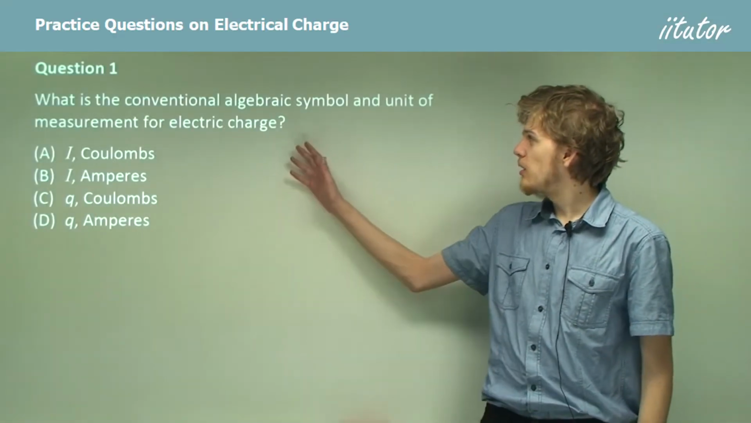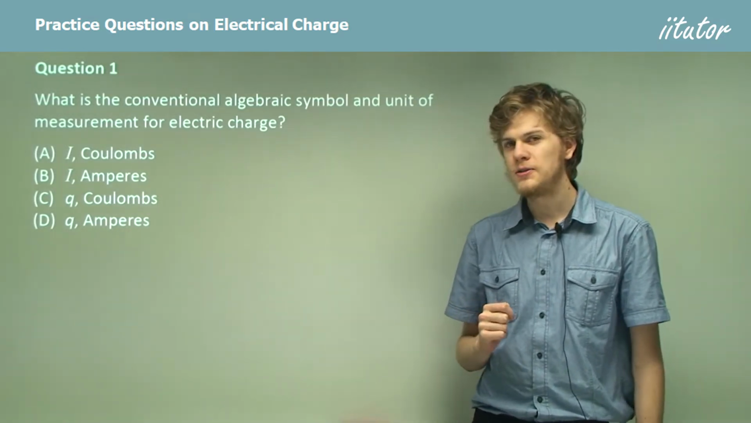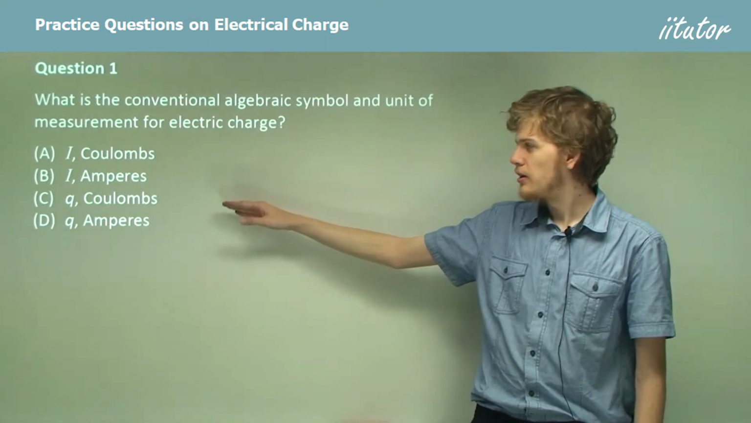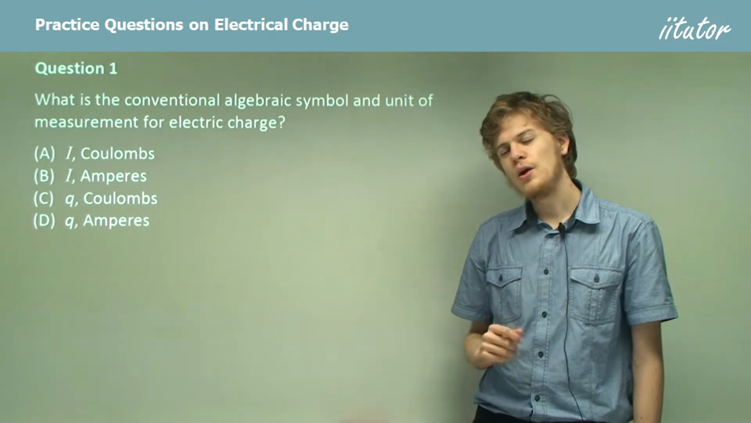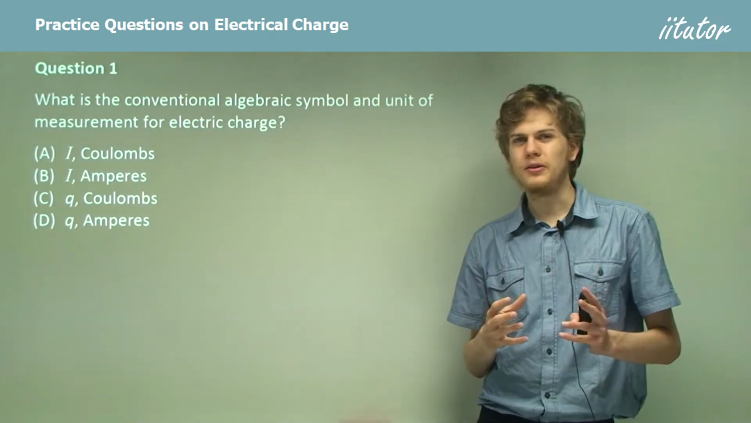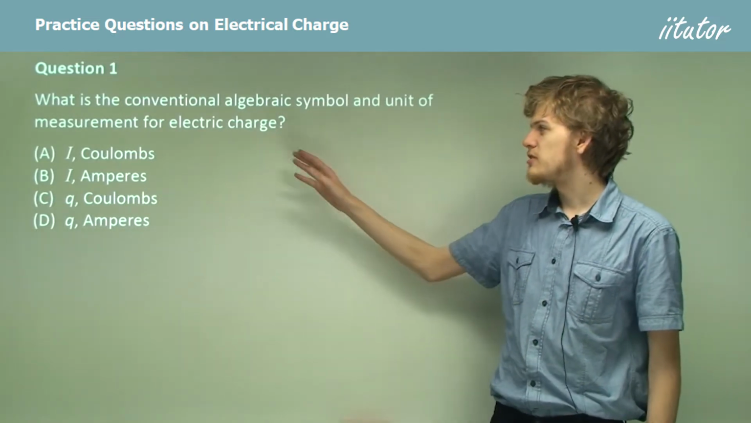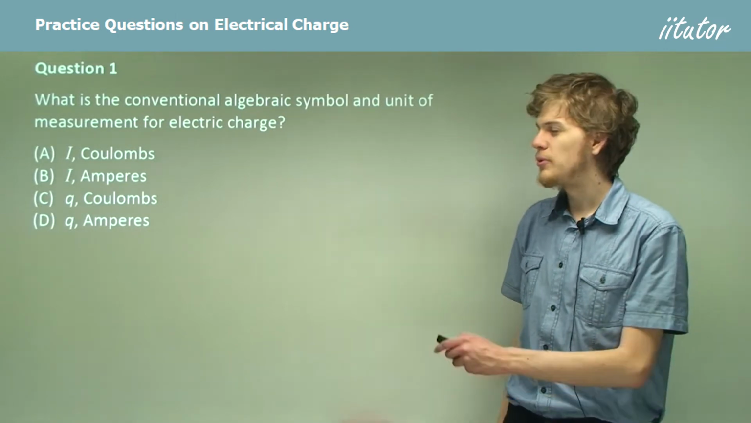What is the conventional algebraic symbol and unit of measurement for electric charge? Is it I and coulombs, I and amperes, Q and coulombs, or Q and amperes? Now, one of these will measure electric current and one will measure electric charge. The question is asking for electric charge. So in this case, the answer is going to be C.